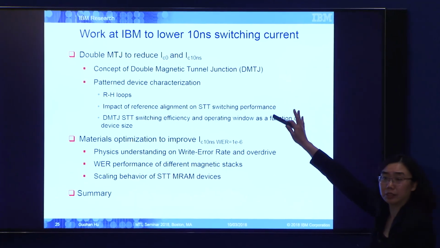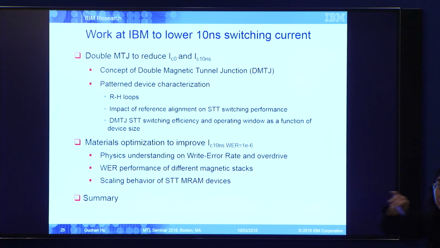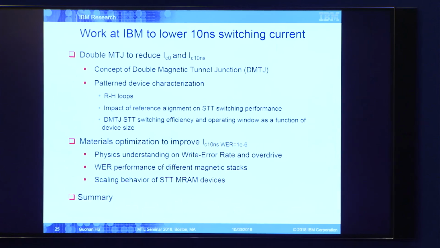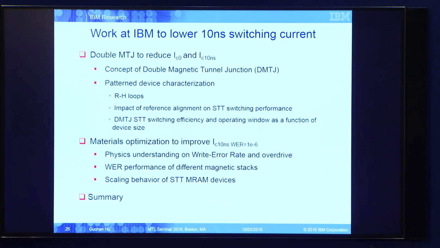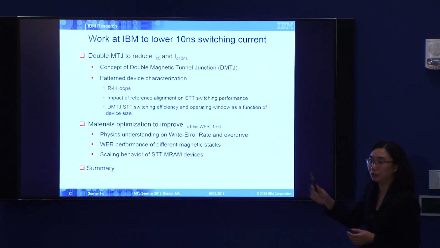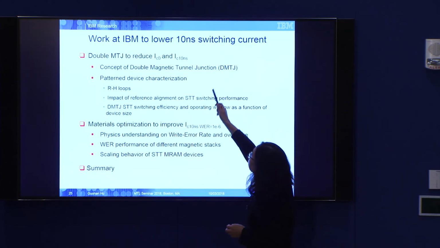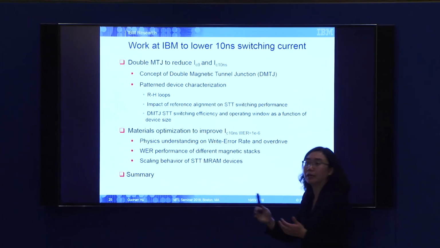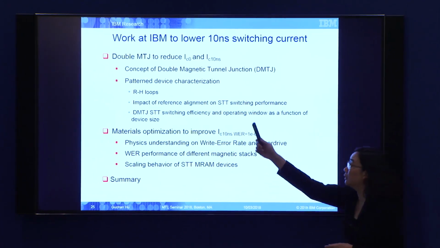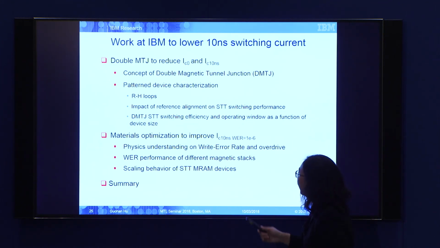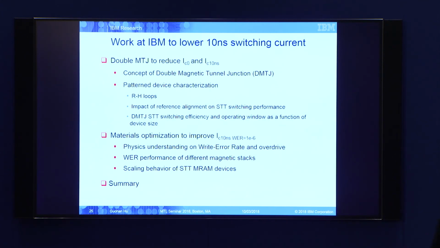So we focus on 10 nanosecond switching. I mentioned earlier for the embedded flash replacement right now, the target write speed is somewhere around 30 to 50 nanoseconds. And for the first generation of embedded SRAM, it will be somewhere around 10, maybe a little bit less than 10 or maybe 10. So I will show you the data on the 10 nanosecond switching. The first research work I will show is on a new concept we tried at IBM. It's called the double magnetic tunnel junction, which I will explain in the next slide. And also the materials optimization to improve the write reliability.